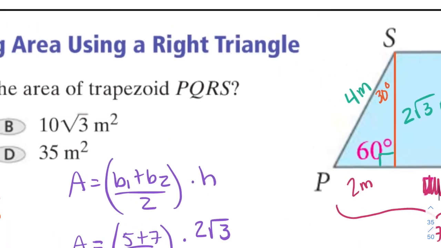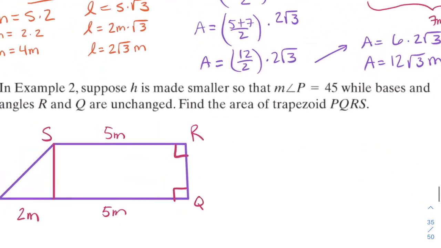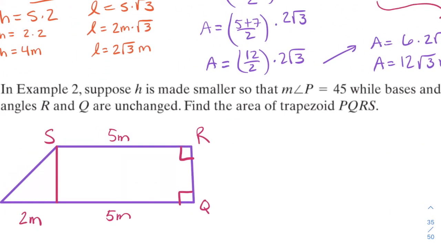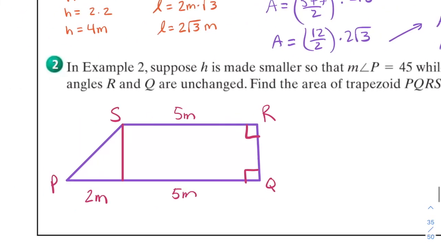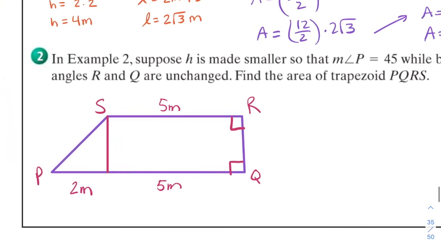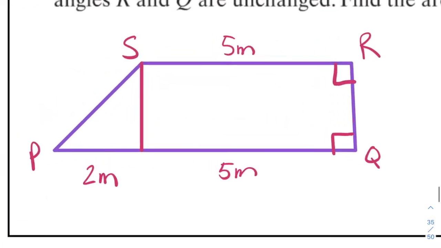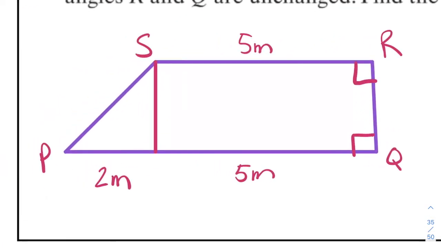5 stayed the same. It says that everything stays the same, that suppose H is made smaller so that the measure of angle P is 45. So it looks like it just shrunk vertically, okay, where R and Q are unchanged.